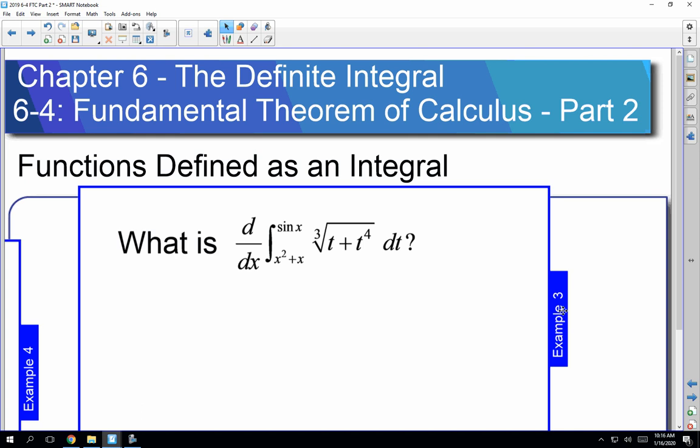All right, so here we go. What needs to happen here is I need to go from a real number up to sine of x.